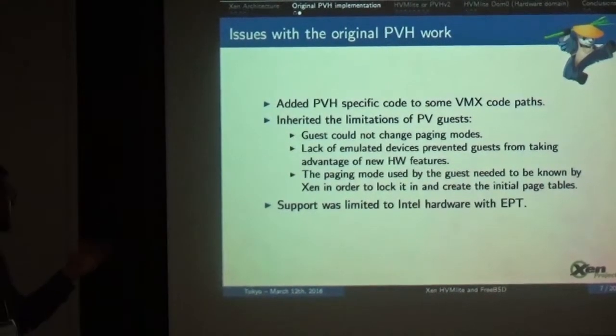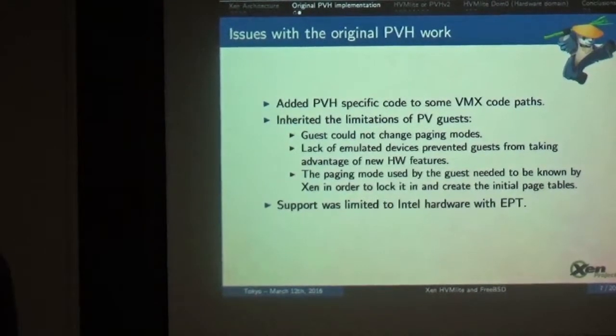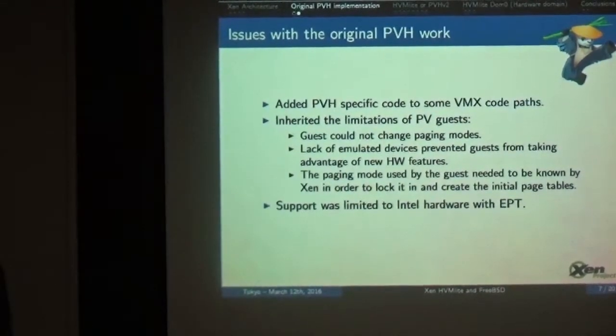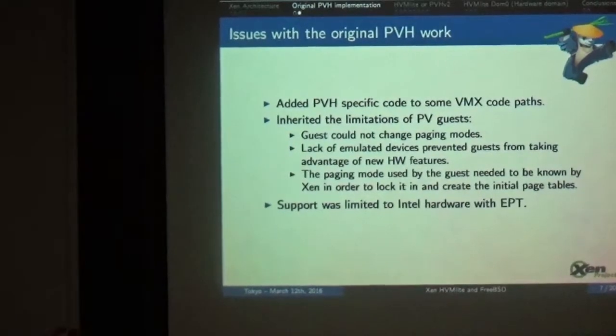Then there were also other limitations, like the fact that on PV guests we never provide emulated devices. So for PVH guests we could not provide a local APIC, an IO APIC, we could not provide any of the emulated devices, and this prevented us from taking advantage of some of the Intel hardware virtualization extensions, like the local APIC emulation, that's now partly done by the hardware itself. And we could never take advantage of this because it was based on PV, so it was very limited.